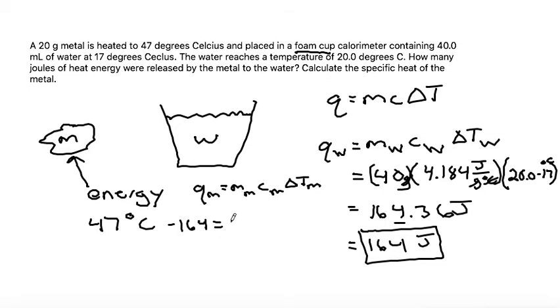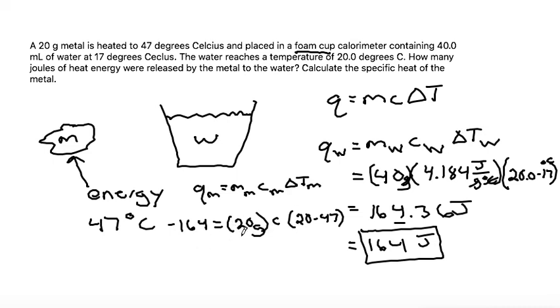From here we can plug in the mass of the metal, which is 20 grams. We're looking for the specific heat capacity, so let's leave that as C. And for the change in temperature, the final temperature is going to be the equilibrium temperature with the water. So if the water reaches a final temperature of 20 degrees C, that means the final temperature of the metal is also 20 degrees C. So we can plug in 20 for our final temperature. Our initial temperature was the 47 degrees, and we can solve this for C.